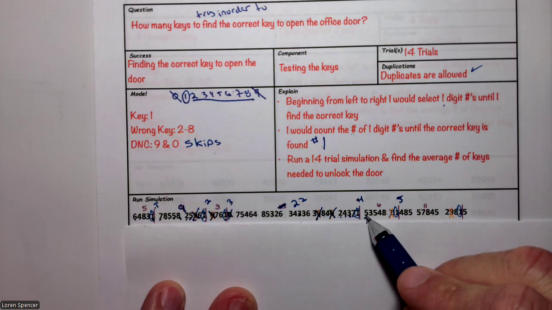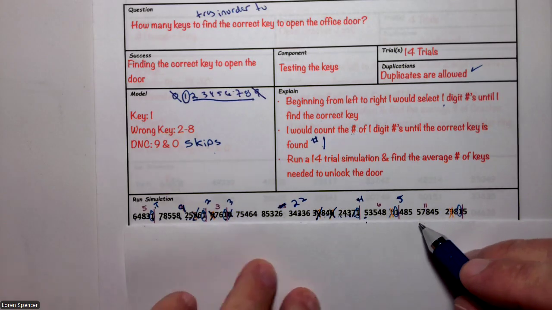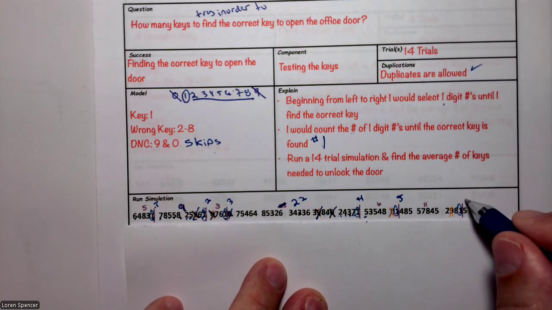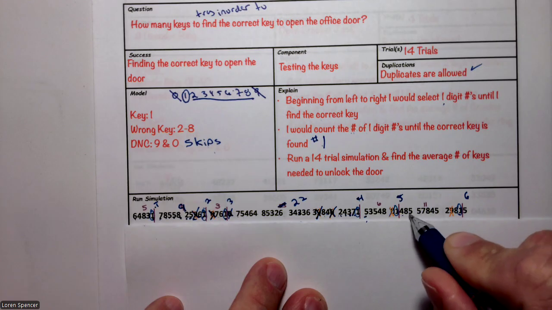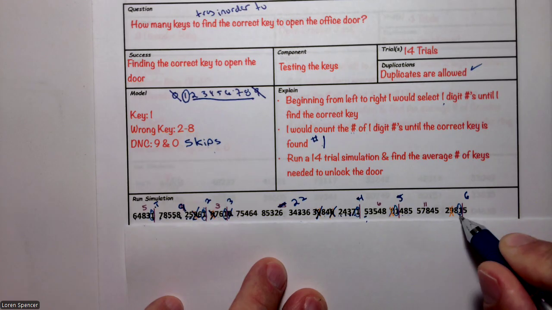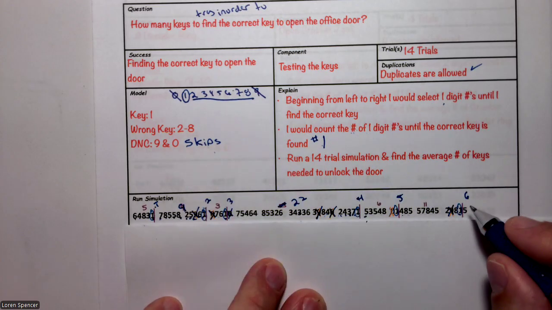And this is trial 5. And we had to go 1, 2, 3, 4, 5, 6 keys. Then we go to trial 6 because there's the 1. And once again, repeats are allowed. 9 doesn't count because 9 and 0 are skips.